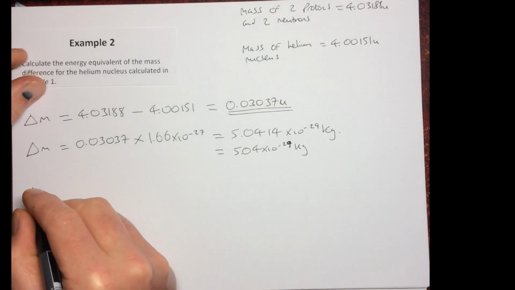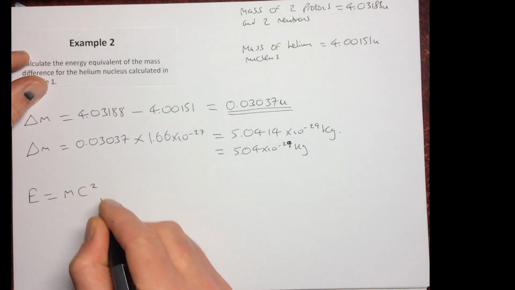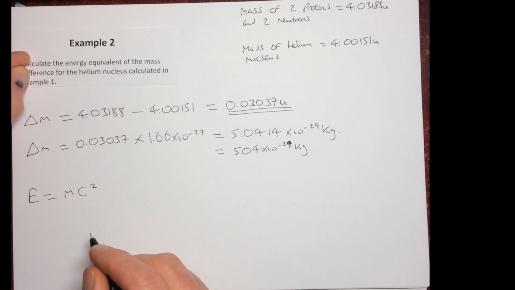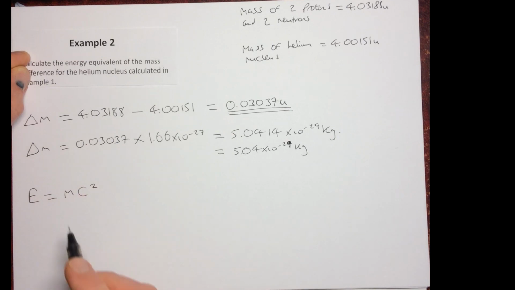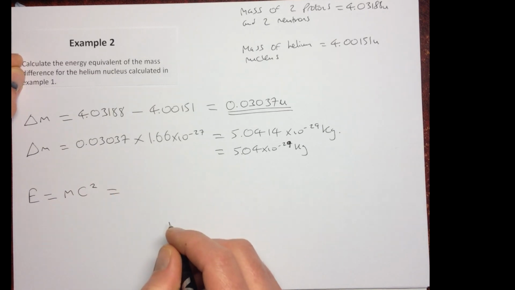Now, we know that Einstein's equation can be used to calculate how much energy that is, okay? Because essentially what Einstein's equation is saying is this. What's the energy equivalent of a certain mass? It defines the equivalence between energy and mass. If we've got a certain mass, how much energy does that correspond to? That's what Einstein's equation is essentially saying.